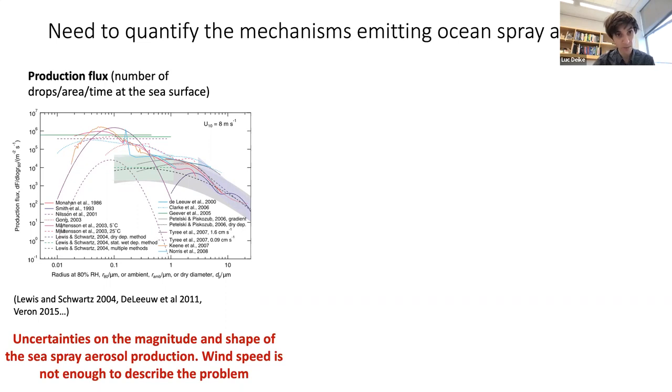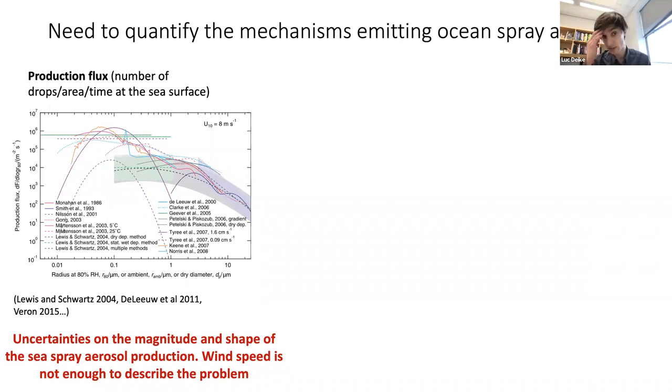And what you see on these plots is that every line is a parameterization from a certain paper, either coming from field data or from lab data. And the point is that you have very large scatter in these data. So you have very large uncertainties on the magnitude and shape of the sea spray aerosol production function. And wind speed is not going to be doing the job of parameterization alone.